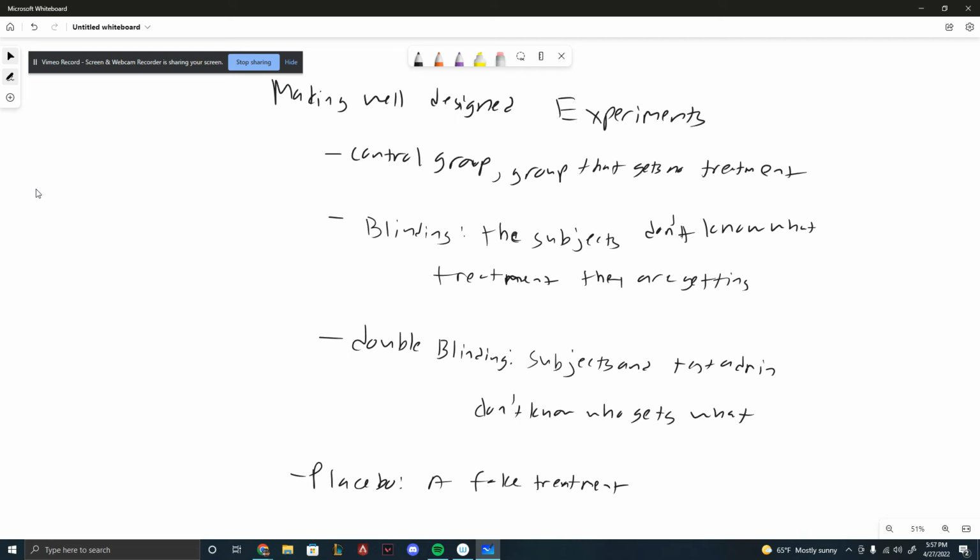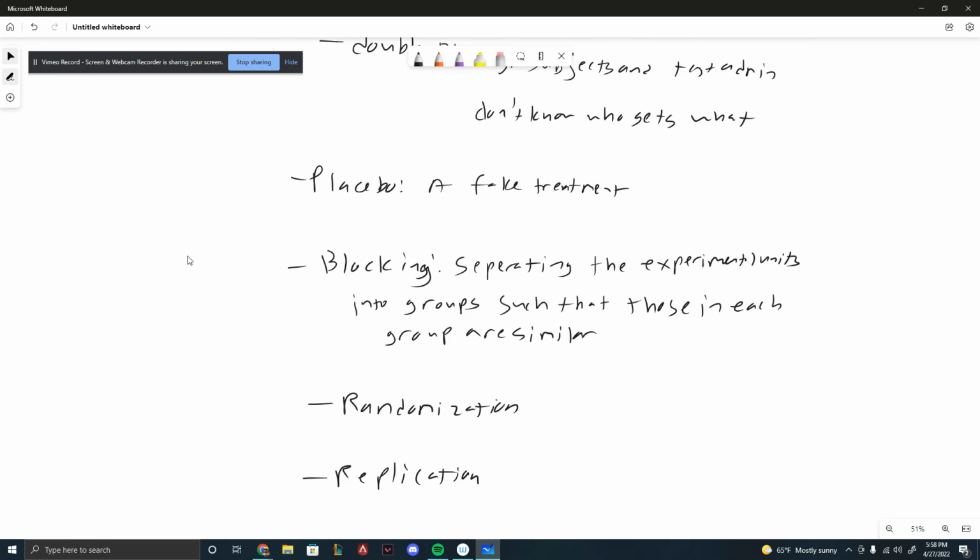Double blinding is when the subjects and those doing the testing don't know what they're getting. I'm sorry, the subjects and the test admin don't know who's getting what. The test admin may not know who's actually getting the placebo and who's getting the real treatment, and obviously the subjects don't know that either. That wouldn't really be done in our example of the disease, but it's usually used because if the test admin knows what they're doing, maybe they can introduce some bias. And then a placebo is a fake treatment, which we went over.